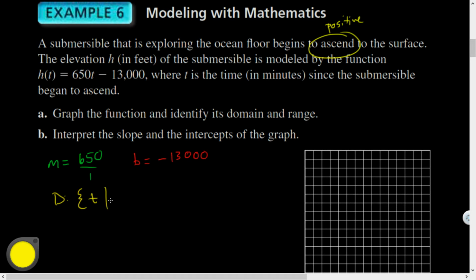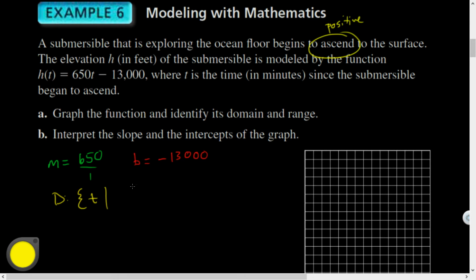So the domain will be the set of all t such that t is greater than or equal to 0, guessing. We might have to modify that a little bit later, but it has to be positive, right? I can't have negative time in this instance because it wasn't necessarily ascending prior to that. This pattern would not have continued in that direction. So I'm thinking that t is going to be greater than or equal to 0.